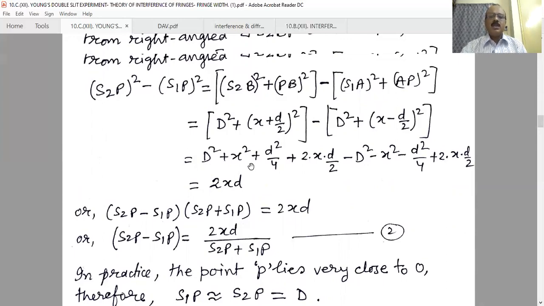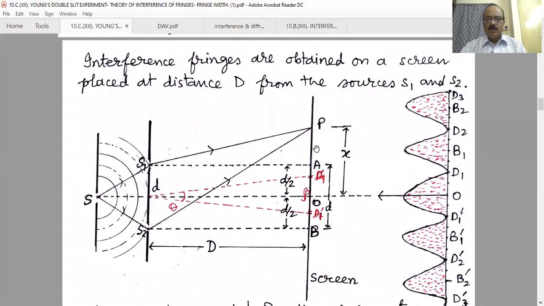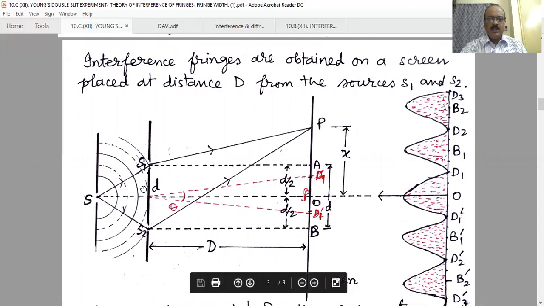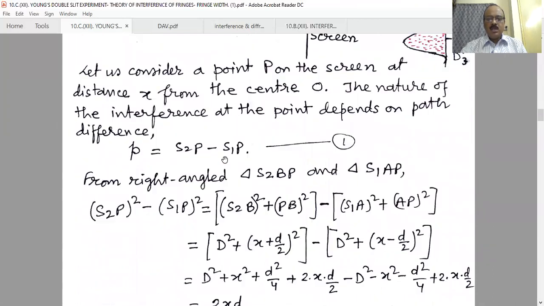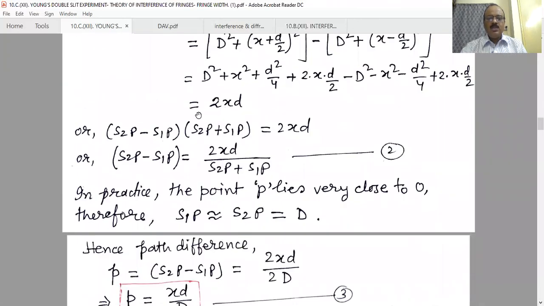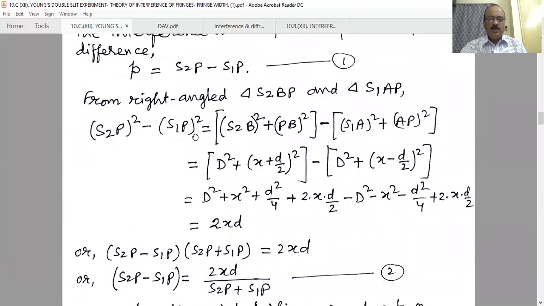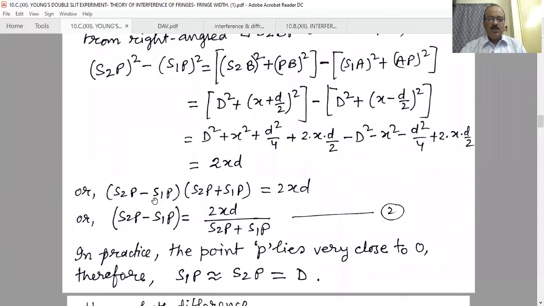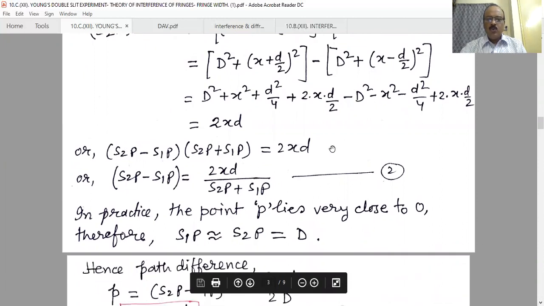I am telling again, what is the x? That is the position of the point P, the distance x from the central point or origin on the screen to the point P. And what is the small d? That is the distance between the two slits, S1 and S2. And we get 2x into d. Now, S2P square minus S1P square is nothing but S2P minus S1P whole into S2P plus S1P. And S2P minus S1P will be 2xd divided by S2P plus S1P.